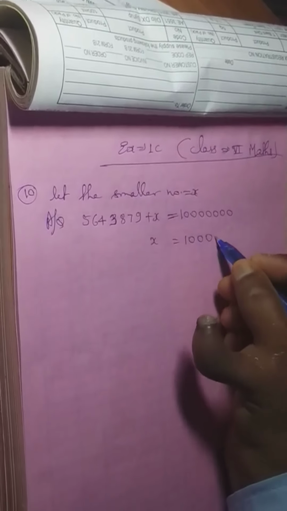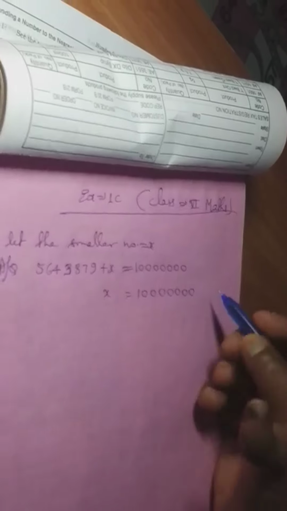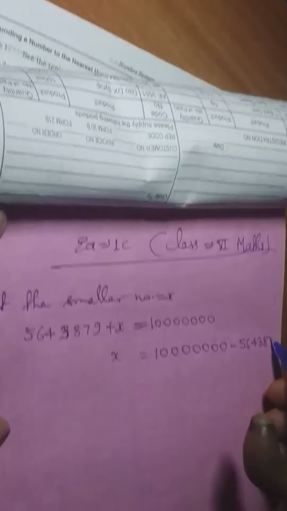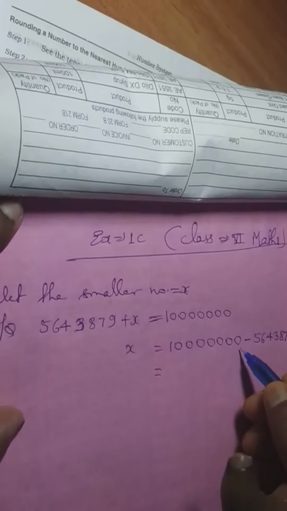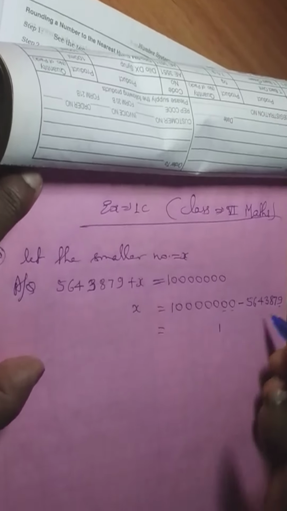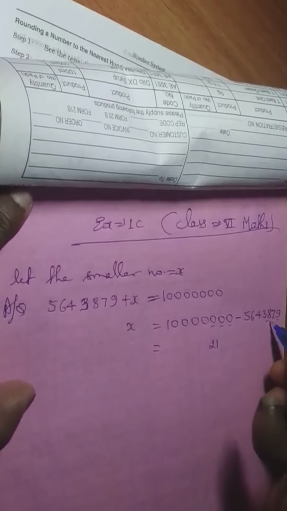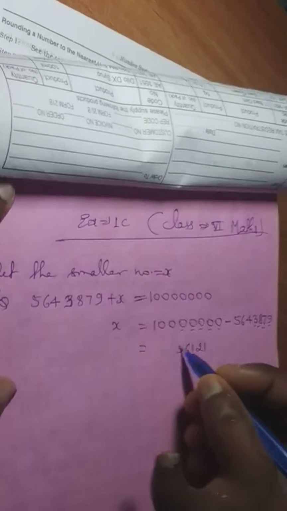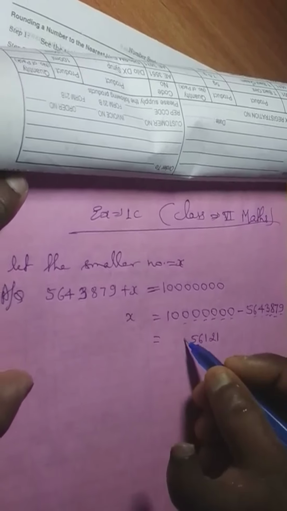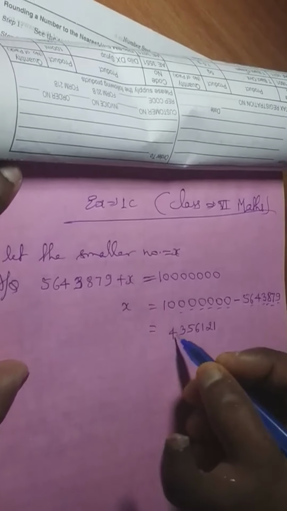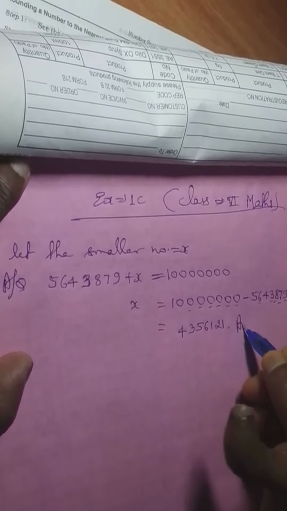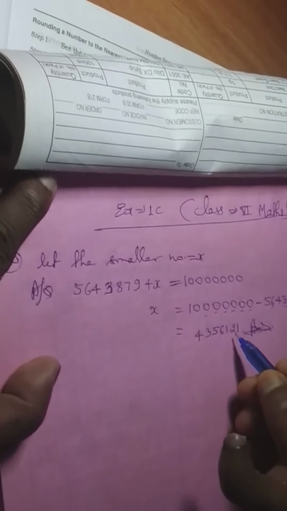Now we subtract this number, 564387, from 1 crore. The resultant is 9435613. Answer. This is the smaller number.